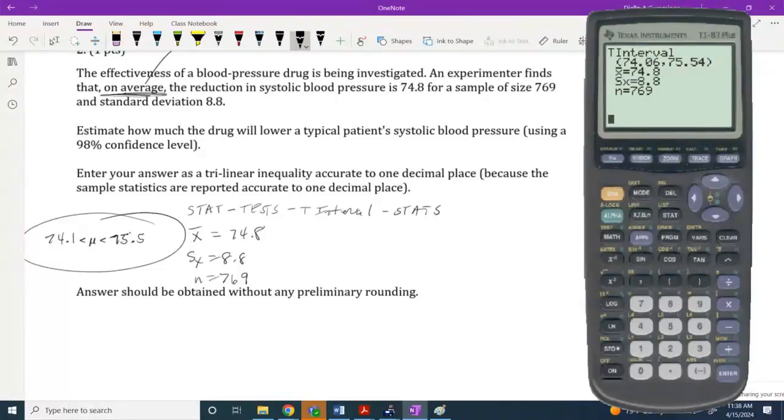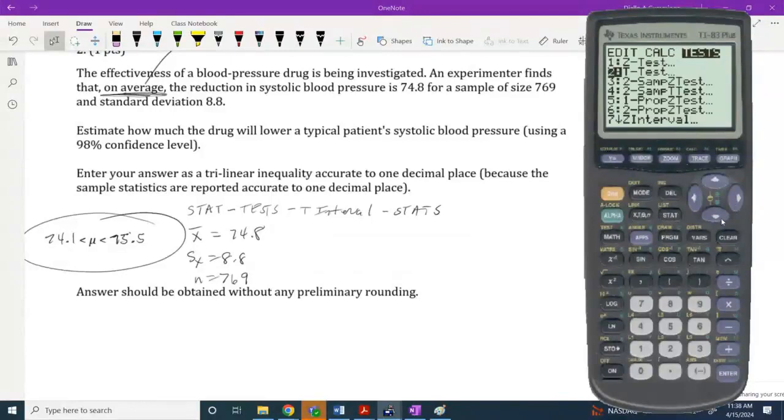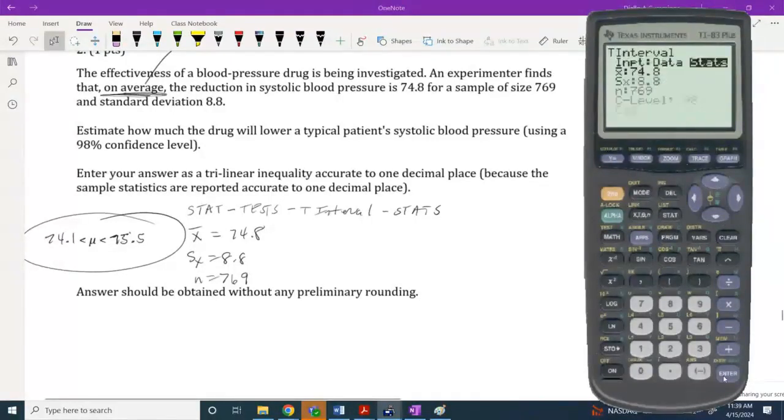Right. So you must hit statistics because if you were given a data set, you would put the data set in, and then the calculator would calculate the mean, the standard deviation, and the sample size. But if you're given those statistics, you just want to make sure once you go into the T interval that you choose statistics, because it may be set on data and you may be looking at something totally different. All right, that was number 2.